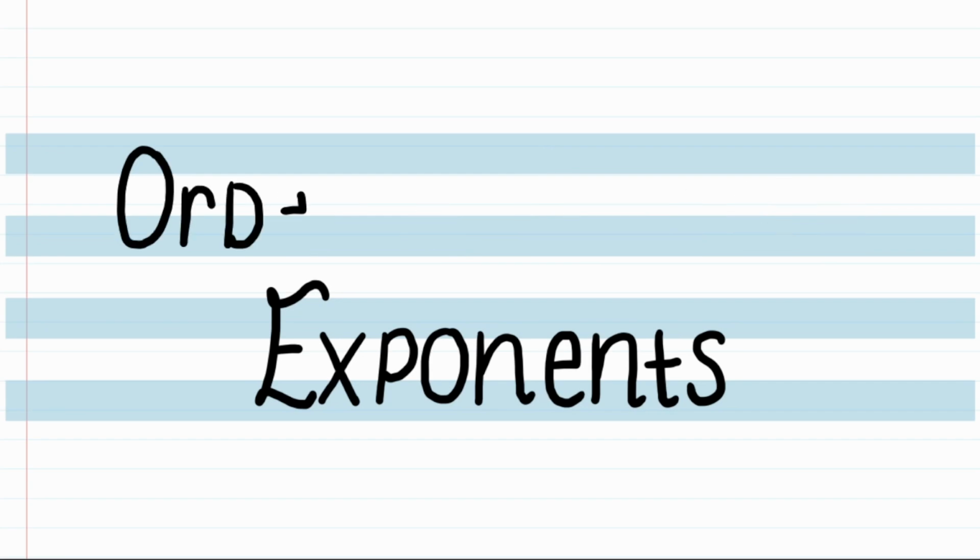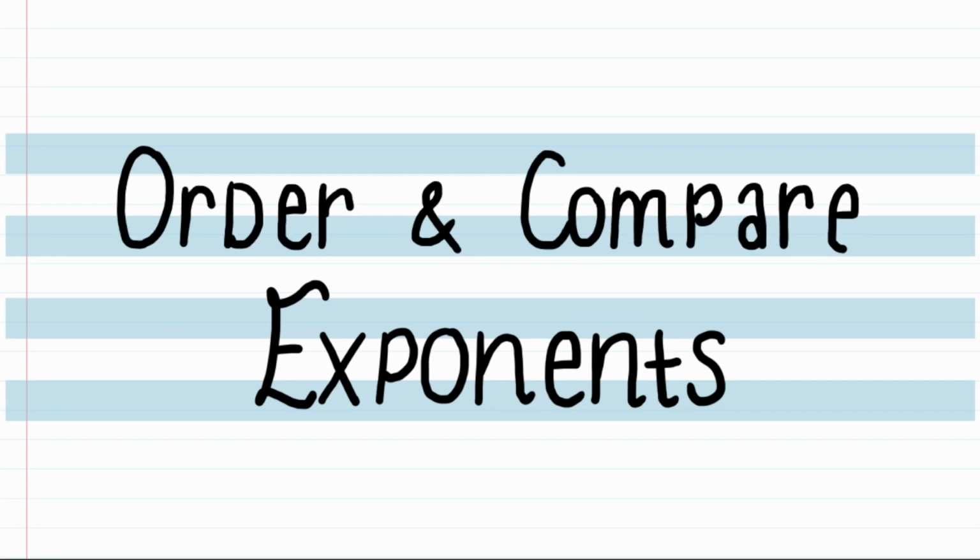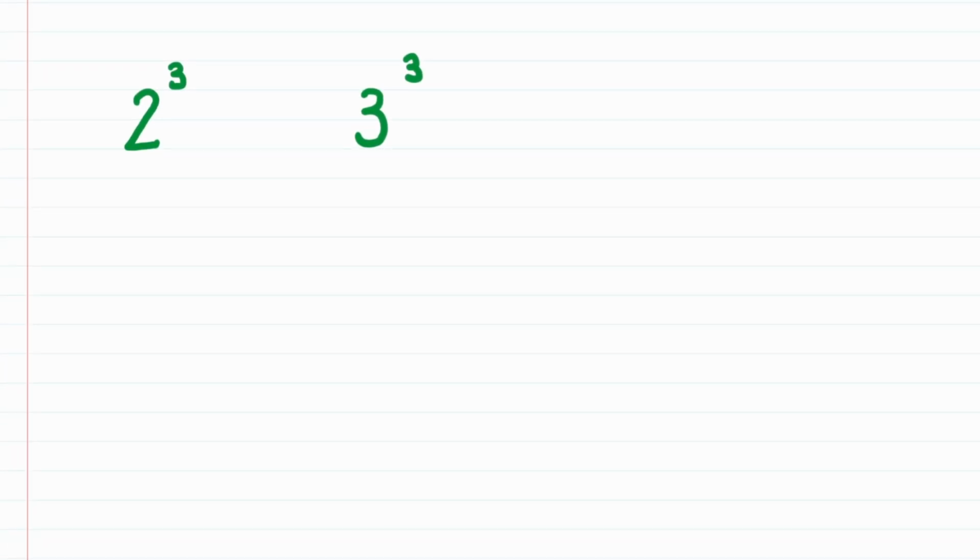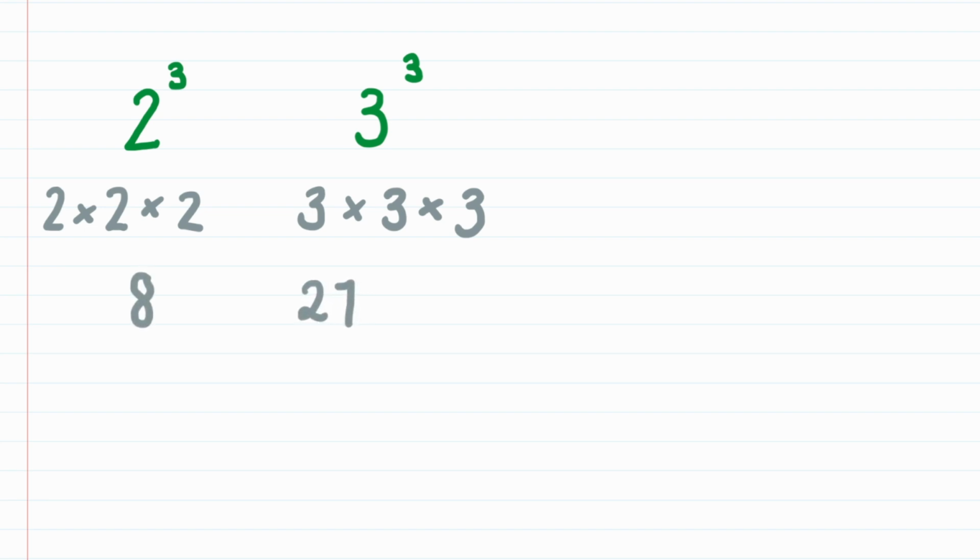In this video, we're going to find out how to order and compare exponents. Let's start by comparing 2 cubed to 3 cubed. Well, I know that 2 cubed, when it's expanded, is 2 times 2 times 2, and 3 cubed is 3 times 3 times 3. 2 times 2 times 2 gives me 8, and 3 times 3 times 3 gives me 27.